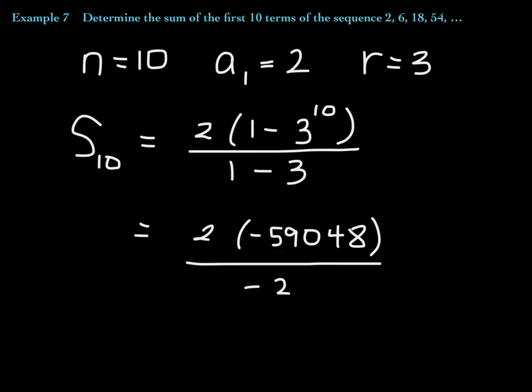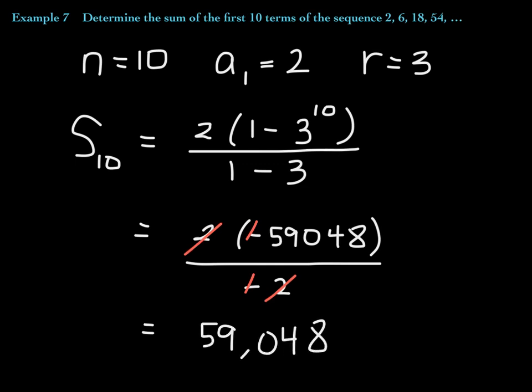So you can confirm this number, negative 59,048. All I did was I punched 3 to the power 10 into my calculator, and I subtracted that from 1. Some of you might want to punch in the number 1 first on your calculator, and then minus 3 to the 10th power to confirm this number. Hey, look what we can do. This 2 divides into that 2, and those two negatives also cancel, and so your sum is 59,048.